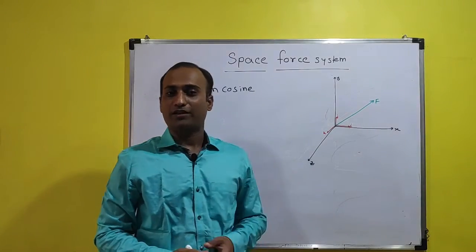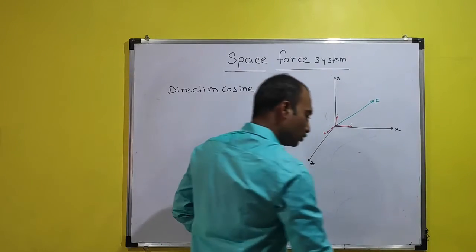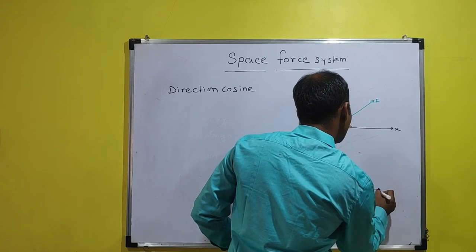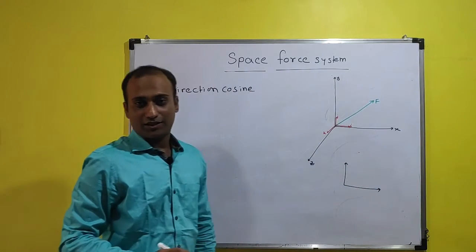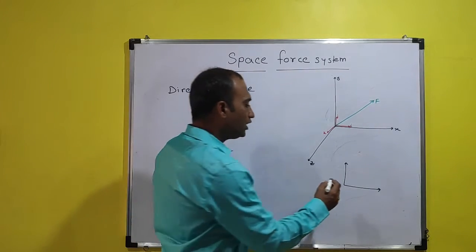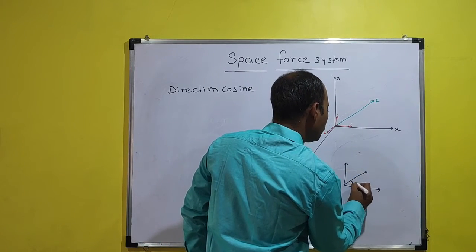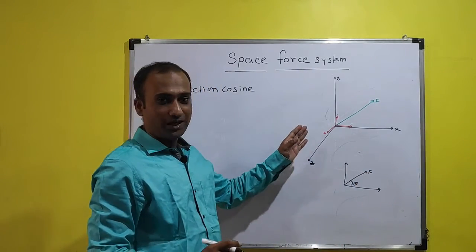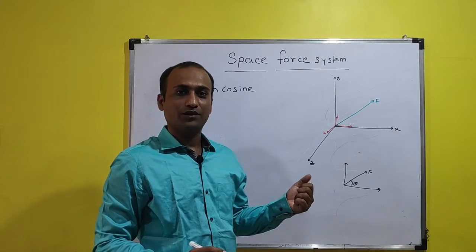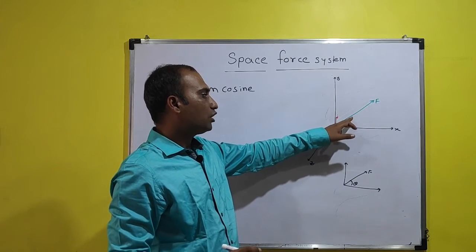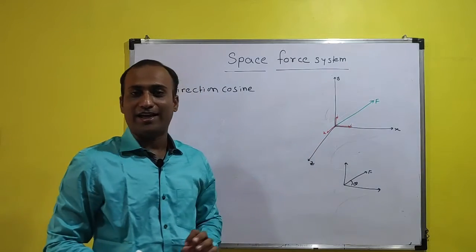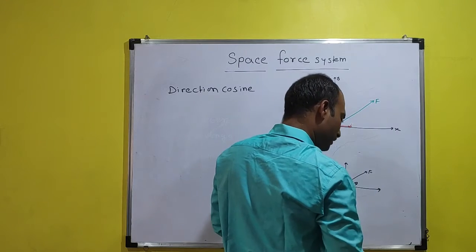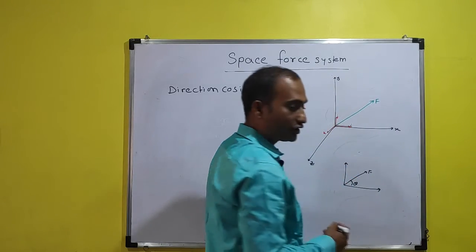In 2D or plane, what did we do earlier? We know that whenever there is only a 2D system or 2-axis system, then only one angle is sufficient to show the direction of the force. But here in space, if you want to show the direction of the force, then the angles of this force with respect to the x, y and z axes are required. So let's show the axes.